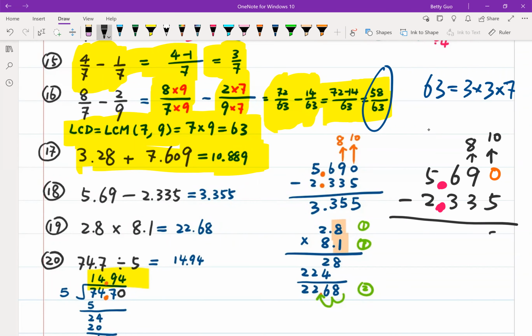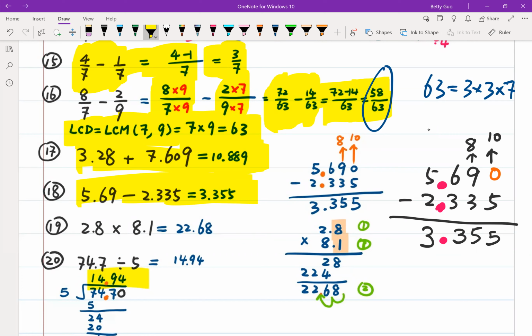10 minus 5 is 5. 8 minus 3 is 5. 6 minus 3 is 3. Bring down the decimal point. 5 minus 2 is 3. So the difference of the two decimals is 3.355. Subtraction with decimals is more complicated than addition. It just takes practice. Be careful when you borrow.